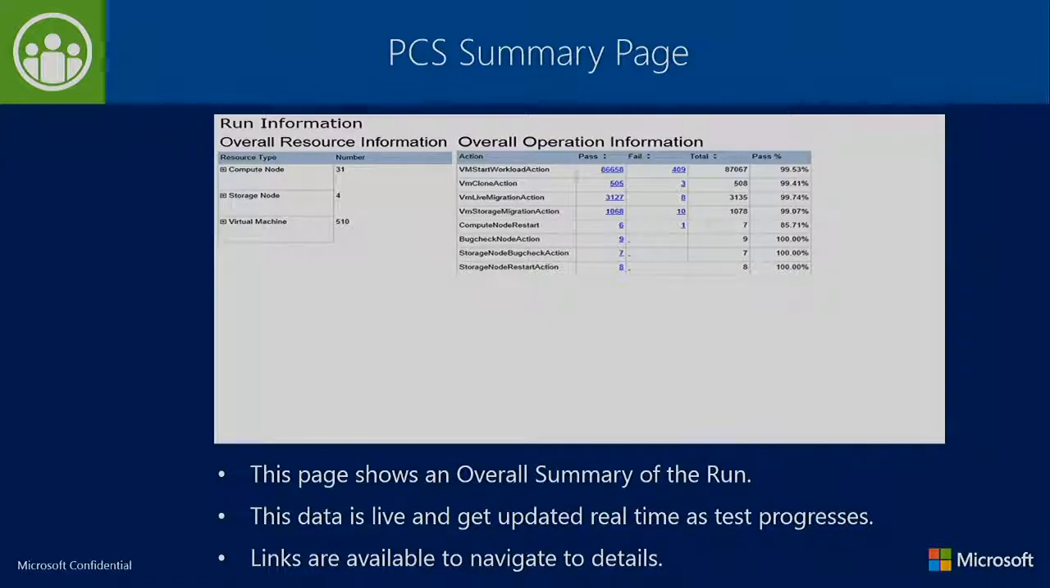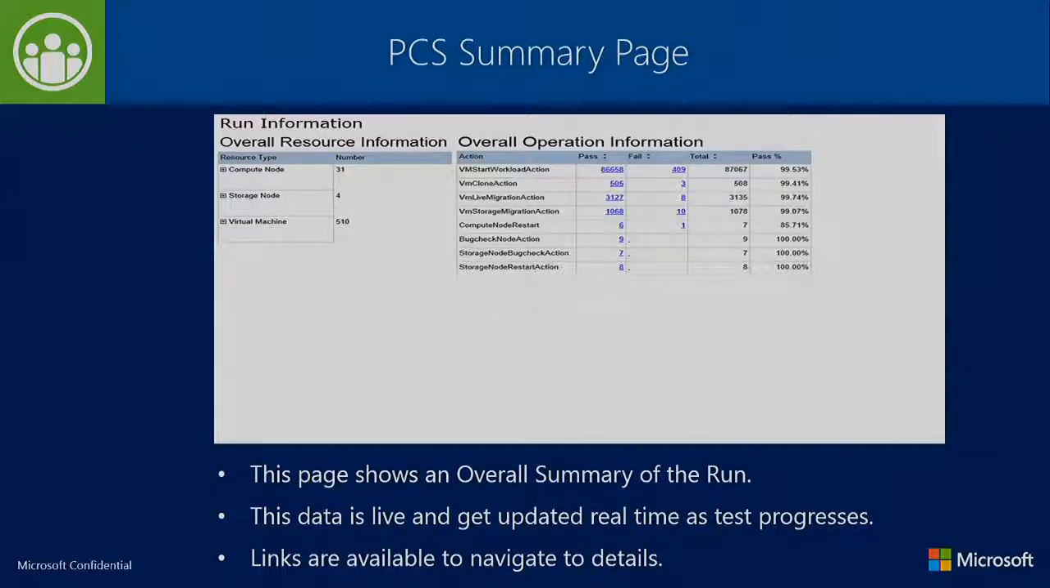This is the PCS summary page. It's again a snip from a PCS run. On the left side, you see all the resources which are participating in this particular run. So we had 31 nodes, 4 storage nodes, and around 500 virtual roles running.